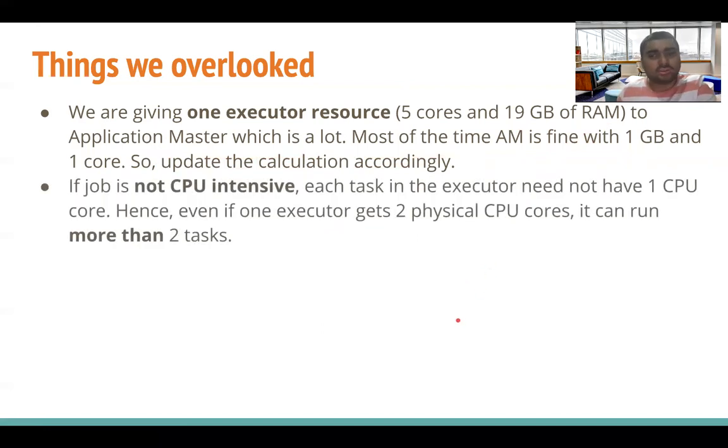Again, if the job is not CPU intensive, you don't need to give one CPU core to one task. It may happen that you give only one CPU core to one executor, and that executor runs 4 tasks, and all those 4 tasks make use of a single CPU core. So a single CPU core is shared by all the tasks. This is preferred if your tasks are not CPU bound. Also, this will help you decide what kind of machine you need.